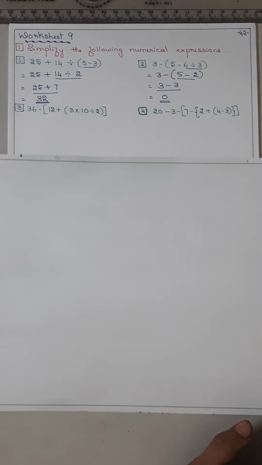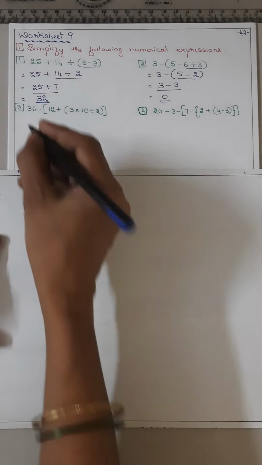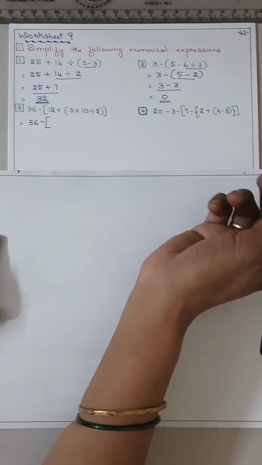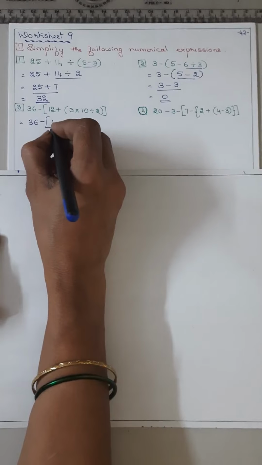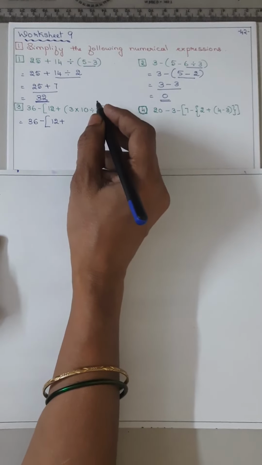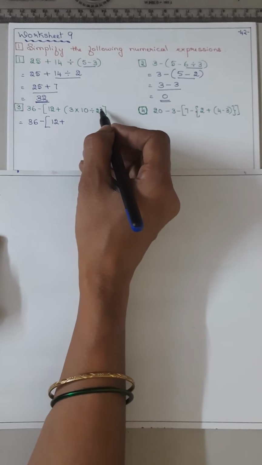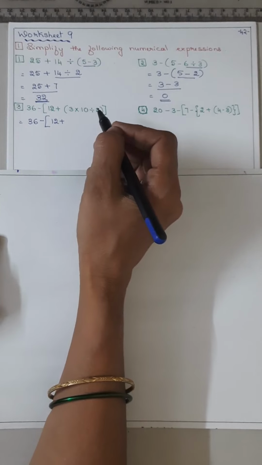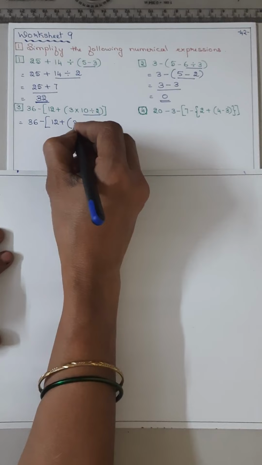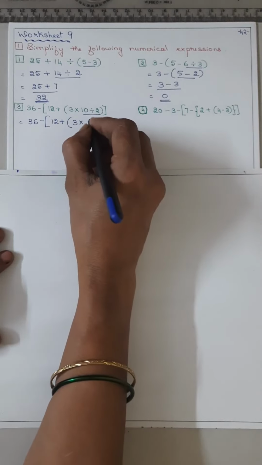Okay. Now coming to the third sum. It's 36 minus 12 plus... So we have to solve the bracket, the round bracket inside first. Here there is multiplication and division, so first what do we do, division, isn't it? So bracket open, 3 into 2, how much is 10? 2 5s are 10.